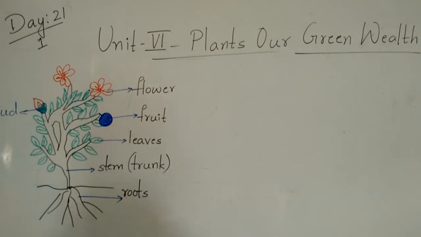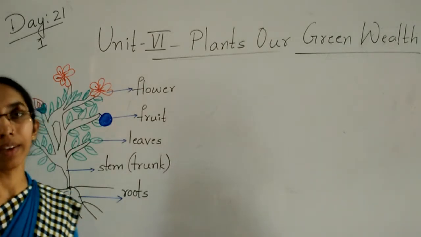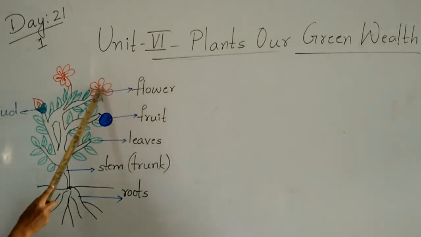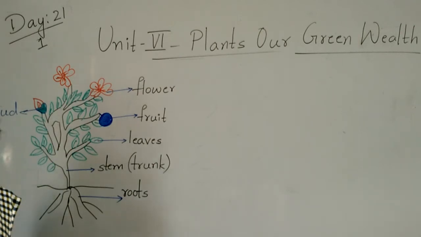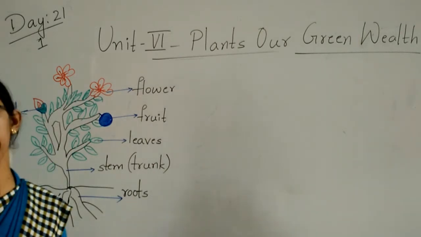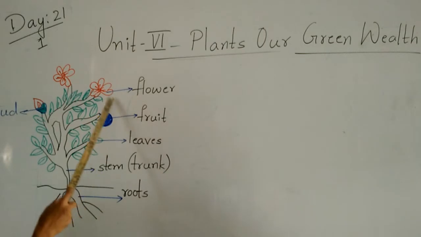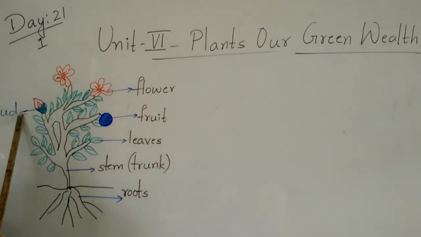Then fruits you can use the yellow, red, anything. Then flower you can use the numbers of colors, because flowers are in different colors we will get. So give the colors for flower, and then finally it is bud. So which part grows below the ground? That is called roots. Above the ground it is called stem.